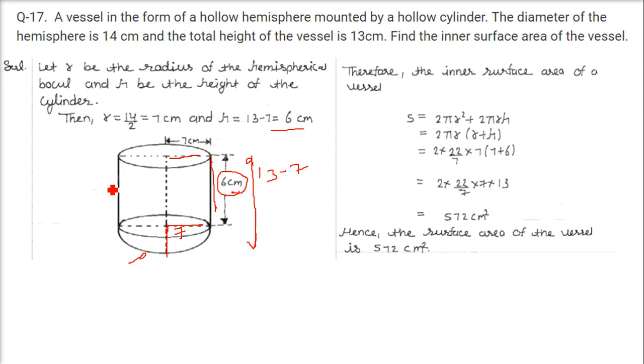So the inner surface area of the vessel will be what? It will be this surface area plus this surface area. Surface area of the hemisphere is 2 pi r square, and surface area of this cylinder is 2 pi r h. And we know all the values. Radius is 7 for both, and height is 6, we just found out. And it is going to be 572 centimeters square.